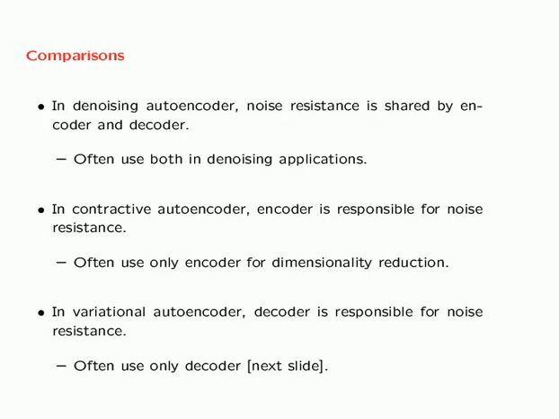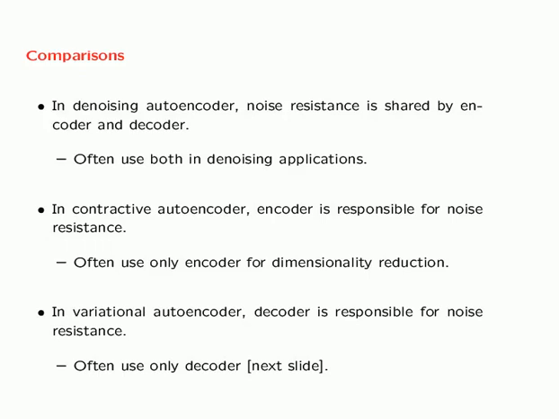In contractive autoencoders, the encoder is responsible for noise resistance, because what you are saying is that I don't want my hidden representation to change too much if I change my input representation, by penalizing the derivative. So often you tend to use only the encoder for dimension reduction.